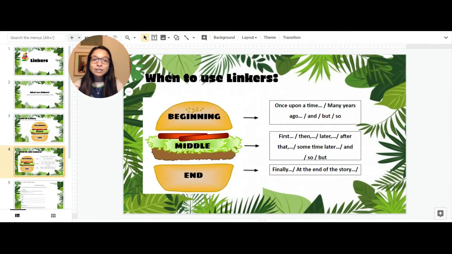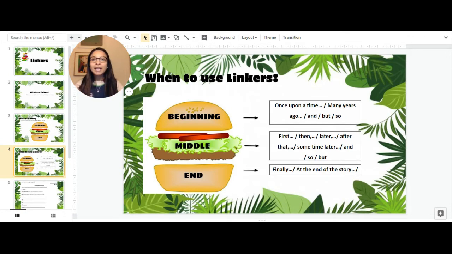And but, and so, we can also use them in the middle when we want to add more information or we want to link some other ideas, when we want to connect the ideas. Okay, well, for the middle we've got these ones: first, then, later, after that, sometime later, and so, but. Let's take a look at these words. What do you think they're trying to describe?